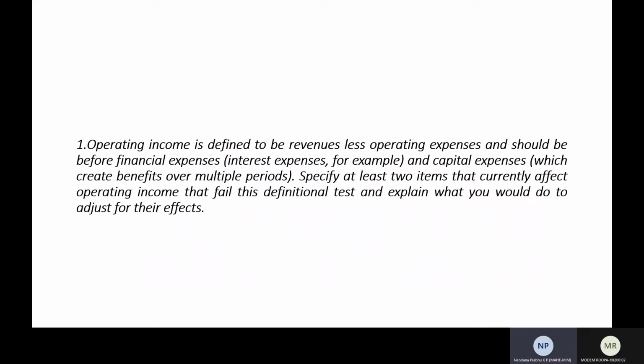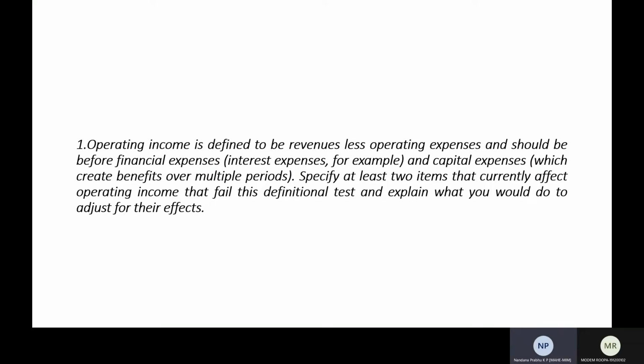So here is the first question. Operating income is defined to be revenues less operating expenses, that is EBIT, and should be before financial expenses, that is interest expenses, for example. Therefore, we call it earnings before interest and taxes, and capital expenses, which create benefits over multiple periods. In any case, capital expenditure is not recorded in the income statement. Therefore, EBIT or operating income is before interest expenses and capital expenses. Specify at least two items that currently affect operating income that fail this definitional test.